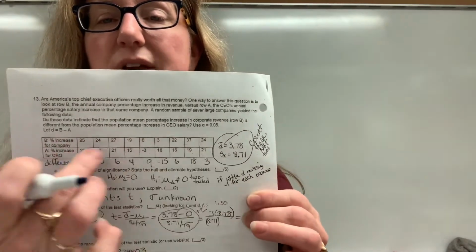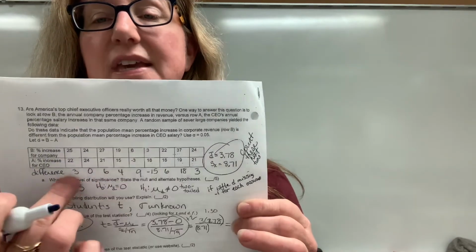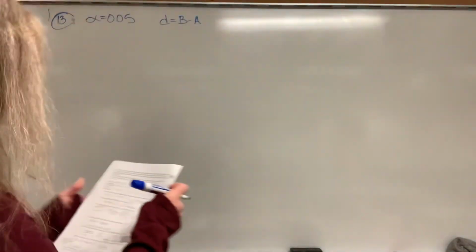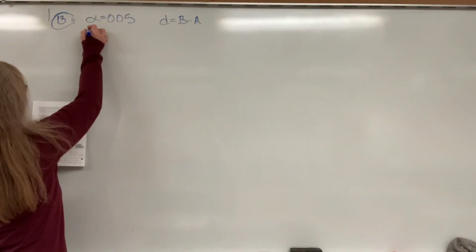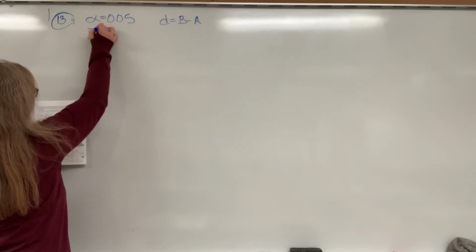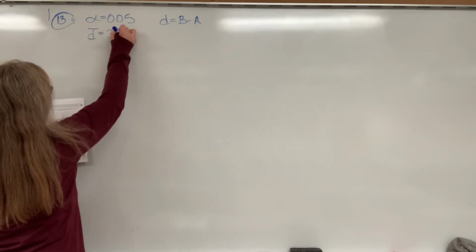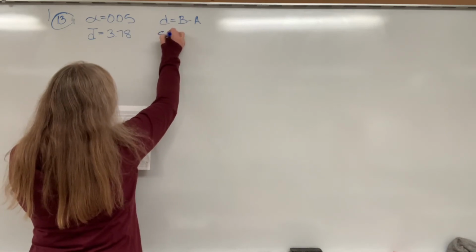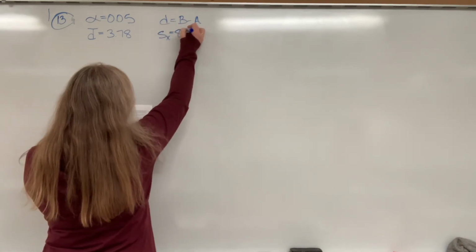So you have each one, you do the differences, and I need to find D bar, which is the average of all these differences, and then the standard deviation of those differences. Again, you know how to calculate mean and standard deviation, and that's all you have to do. So D bar is 3.78, S sub D is 8.71.